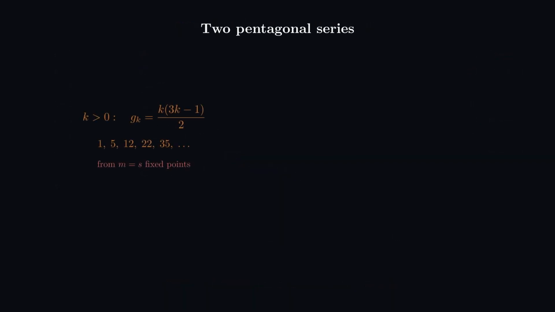There are 2 pentagonal series. When k is positive, g sub k equals k times 3k minus 1 over 2. That gives 1, 5, 12, 22, and so on. These come from the m equals s fixed points.